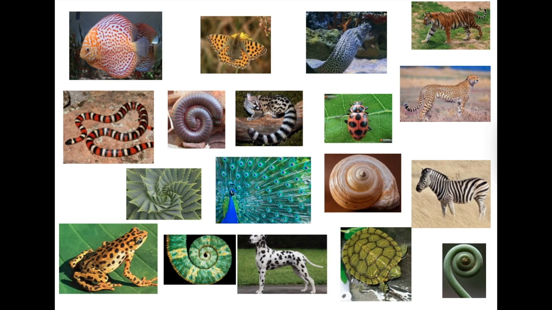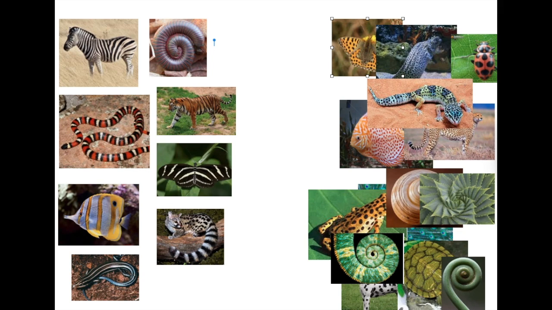Let's start with all of the striped patterns. Here are all the animals that I found that have stripes. We have zebra, and we have this insect or centipede, a tiger, a snake, a striped butterfly, a striped fish, a striped lizard, and this, I think it's a lemur maybe, and look at its tail. This is an interesting one, and I didn't really know where to put it because if you look at this animal's body, it has polka dots, and if you look at its tail, it has stripes, so it can kind of go in both groups.